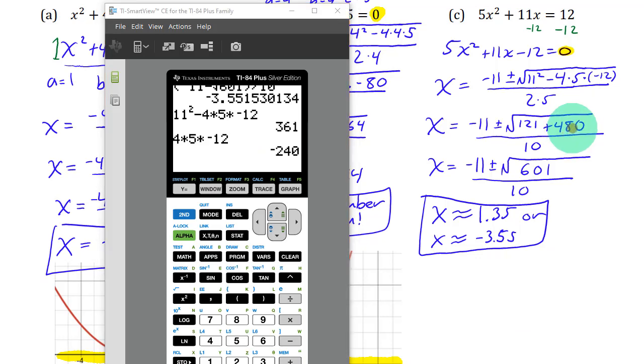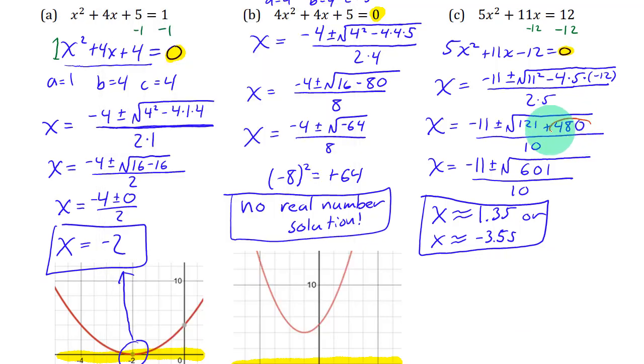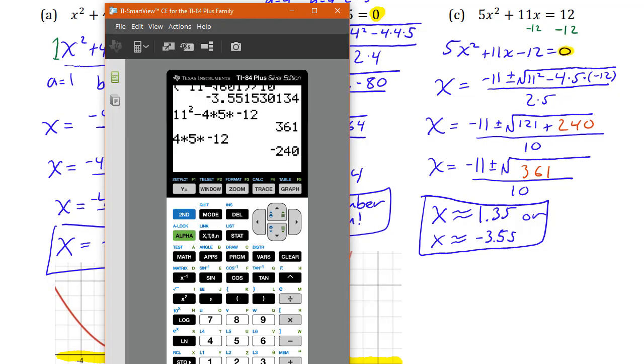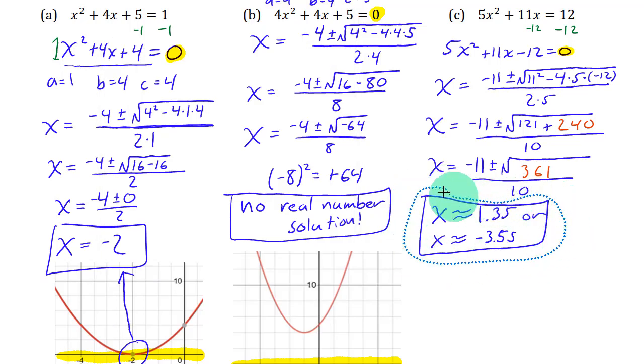Okay, I found the mistake. Whoops, right here. This 480 was supposed to be 240. Okay, so this is 240. Let me fix the mistakes in red here. 121 plus 240 is 361. And 361 is 19 squared. What is the square root of 361? Yeah, 19. So that's just going to become 19. All right, scratch that.